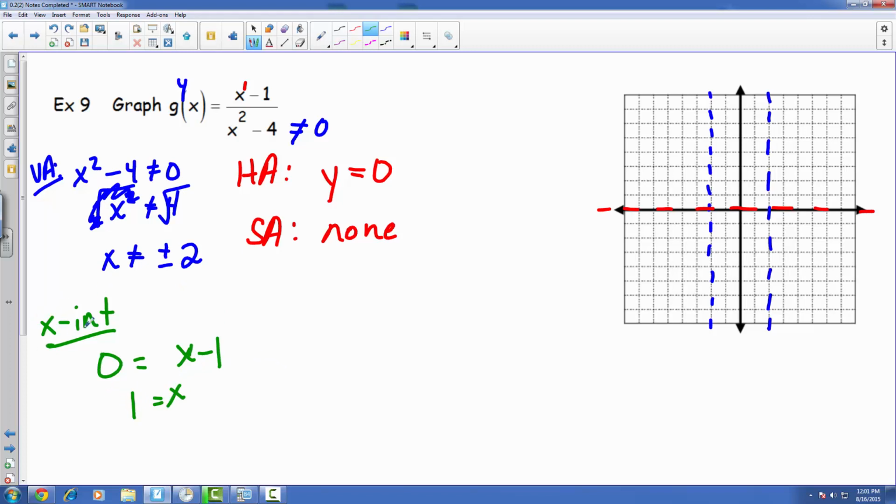Again, an x-intercept is actually a point, not a line, which is what we have right now. As a result, we need a point. So our x value happens to be 1. Our y value for x-intercepts will always be 0.